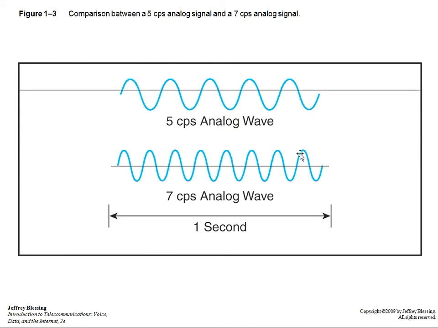If we increase the frequency slightly to 7 cycles per second, 7 hertz, we have a signal that is slightly higher in frequency. If we compare this with sound waves, sound has a higher pitch with the higher frequency. The lower the frequency, the lower the pitch.